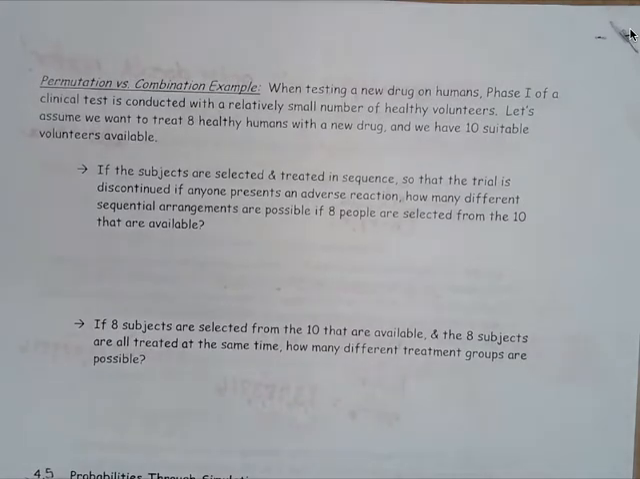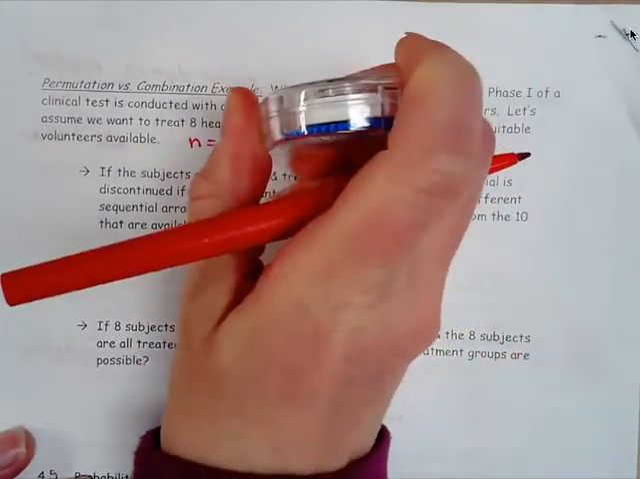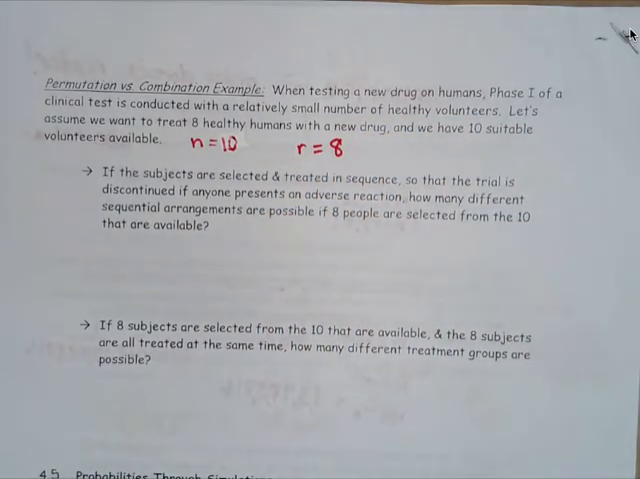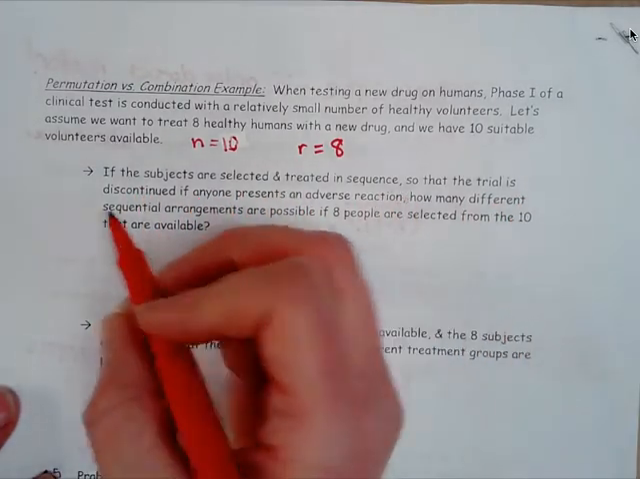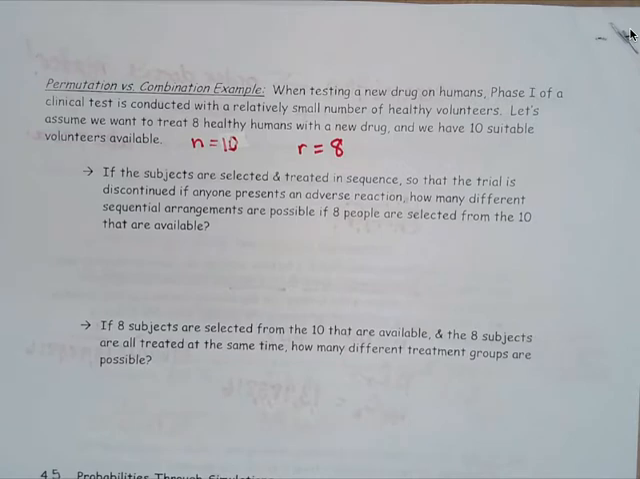So we have 2 problems, permutation versus combination example. When testing a new drug on humans, phase 1 of a clinical test is conducted with a relatively small number of healthy volunteers. Let's assume we want to treat 8 healthy humans with a new drug, and we have 10 suitable volunteers available. So N is 10, and R is 8. If the subjects are selected and treated in a sequence so that the trial is discontinued if anyone presents an adverse reaction, how many different sequential arrangements are possible if 8 people are selected from the 10 that are available?